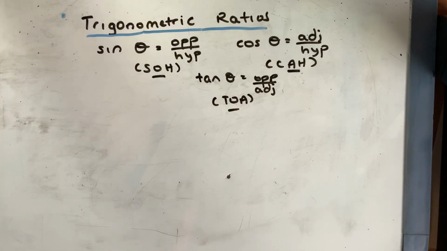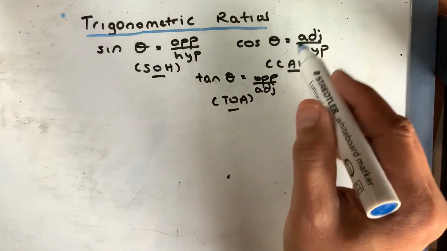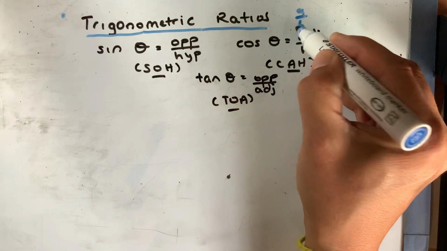Good afternoon, everyone, and today we are going to continue with our series of trigonometry, and today we are going to learn what we call trig ratio, or trigonometric ratio. So what does trig ratios mean? Trig means triangle, and ratios mean you have something divided by something. For example, A divided by B.